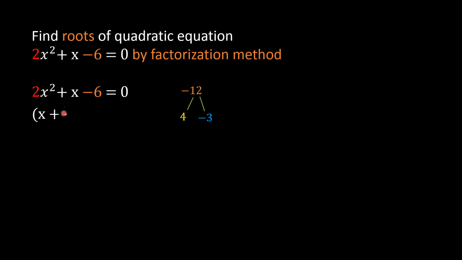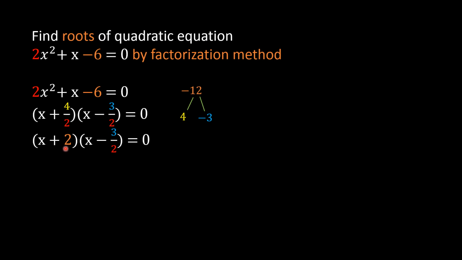Now we will write the factors as x plus 4 divided by 2, where 2 is the coefficient of x squared. Second factor x minus 3 divided by 2, where 2 is the coefficient of x squared. 4 divided by 2 will be 2.